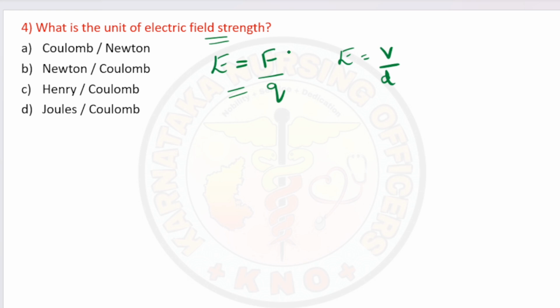So F is measured in Newton, and charge is measured in Coulomb. So the unit is Coulomb per Newton, option A; Newton per Coulomb, option B; Henry per Coulomb, option C; and joules per Coulomb, option D. What is the correct answer for this question? That is the unit of electric field strength. So Newton per Coulomb, option B, is the correct answer.